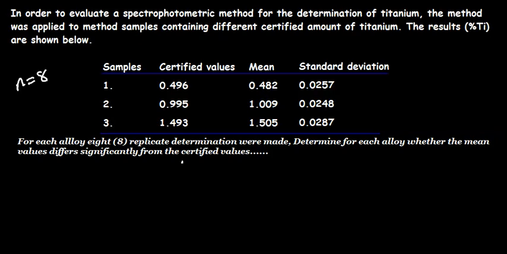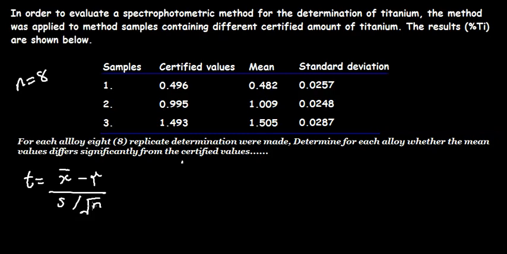Alright, our formula is t equals the mean minus mu, where mu is the certified value, divided by the standard deviation divided by the square root of the number of replicates, n. Next, we need to compare the calculated t value with the critical t value from the t distribution table for the given degrees of freedom and the desired confidence level, which is usually 95%. Last, if the calculated t value is greater than the critical value, then the mean value differs significantly from the certified value. Otherwise, there is no significant difference.